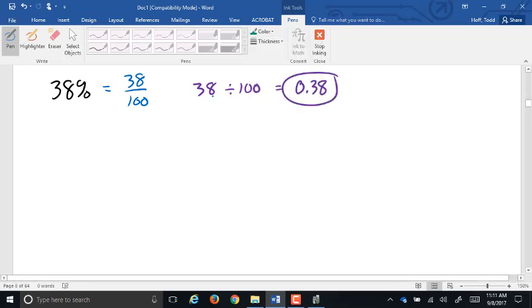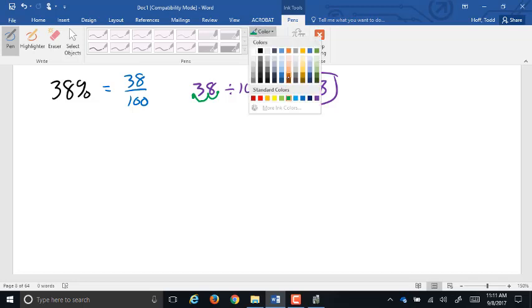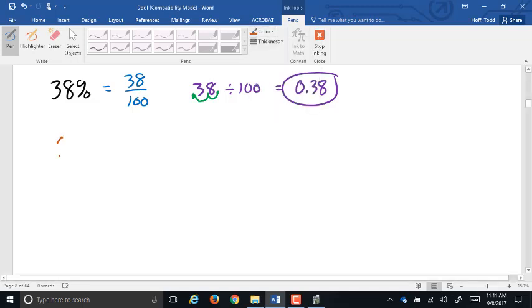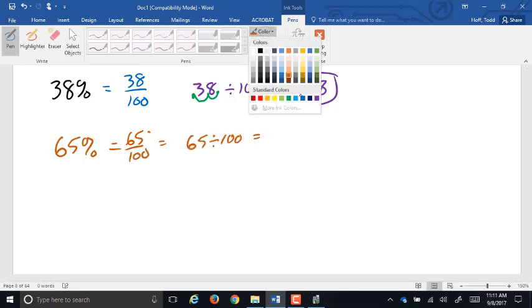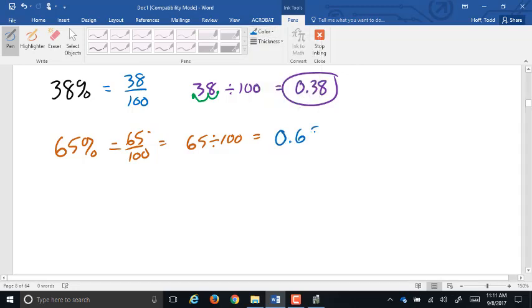Anytime we divide by 100, what does it do to our number? That moves the decimal point over 2 spots to the left. And since when we're dealing with percents, it's always out of 100, we're always going to be dividing by 100. That's all that's going to happen. It's always going to move that decimal point 2 places to the left. So 65% is 65 over 100, or 65 divided by 100, which is 0.65. Moving that decimal point over 2 spots again.